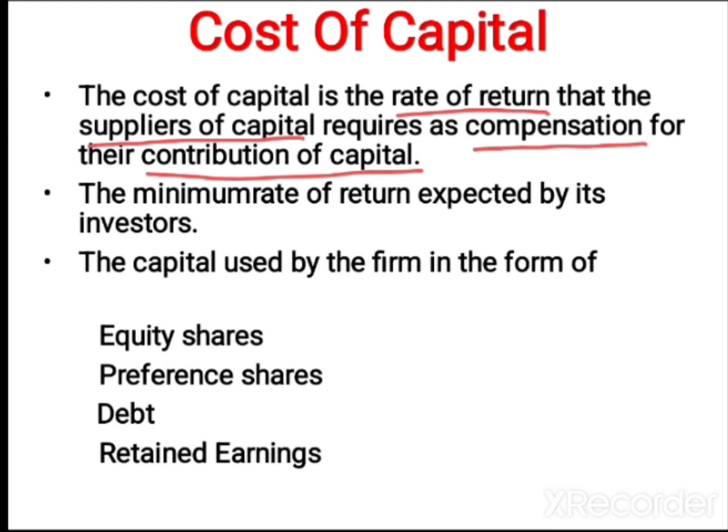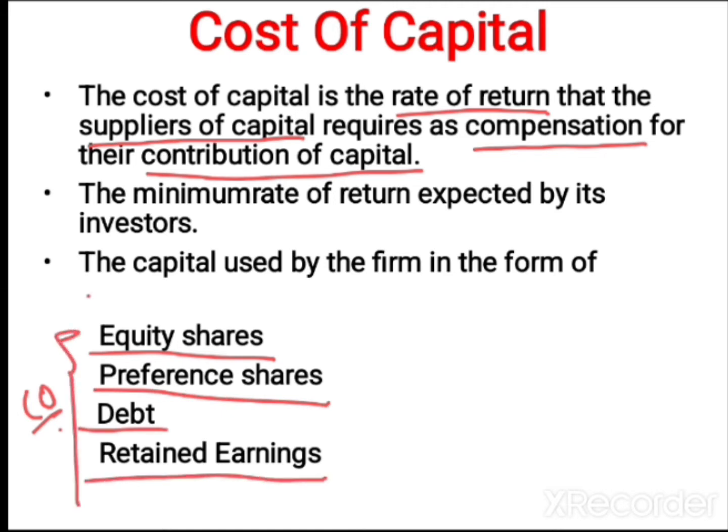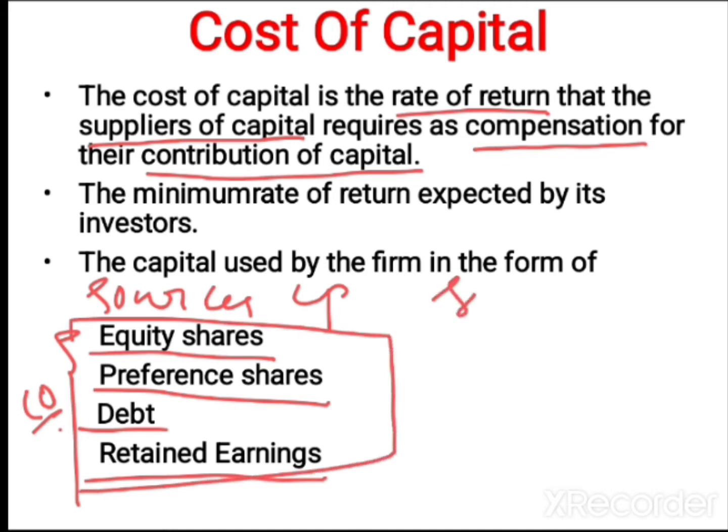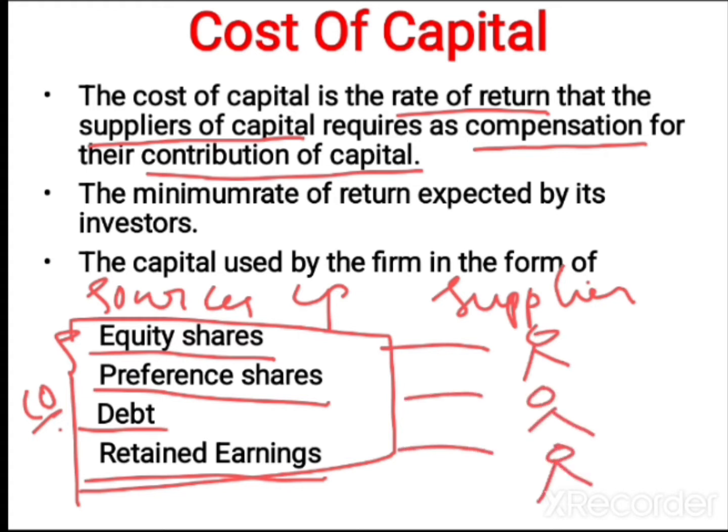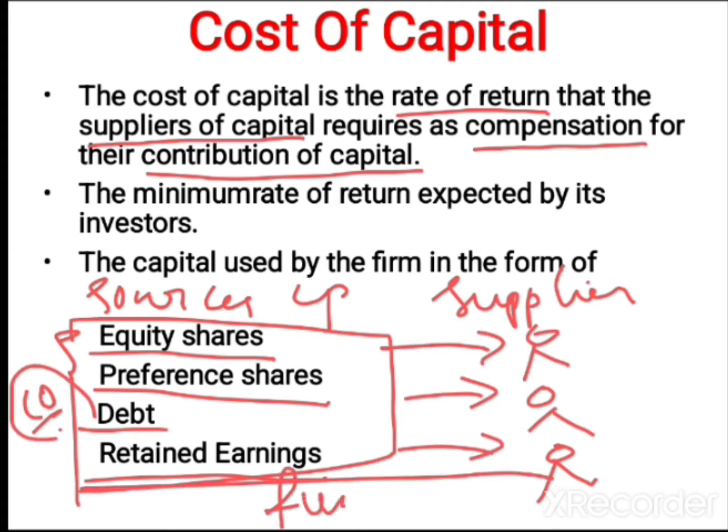See, when the company is in need of funds for its growth, how does the company arrange funds? The company arranges funds by issuing equity shares, preference shares, debentures, and retained earnings. All these are the sources of capital which the company issues in the form of physical certificates, and the suppliers of capital, that is investors, that is your equity shareholders, preference shareholders, debenture holders, purchase these securities and provide funds to the company.